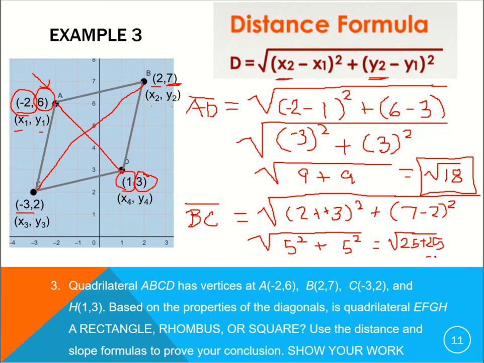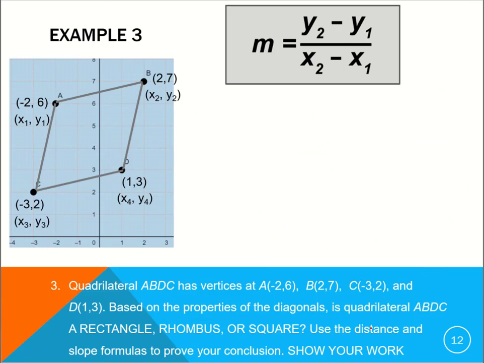So we can see that those diagonals are not equal. Even if we simplify, we're not going to get equal lengths. So we know right away that it's a rhombus, because rectangles and squares have equal diagonals. But we're not done yet. We need to use the slope formula and go one step further. So let's pull up the next slide.